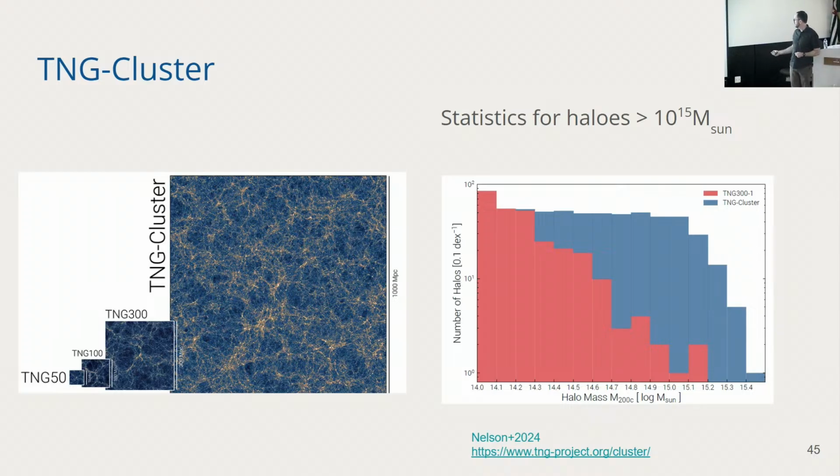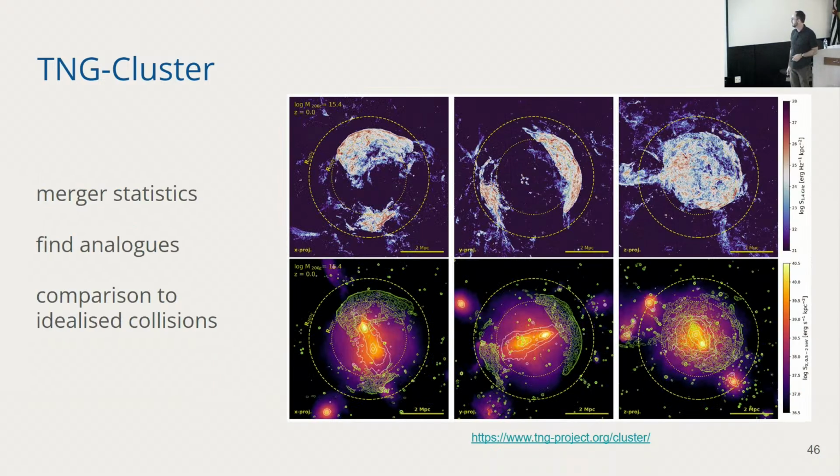Before TNG-Cluster, there simply were not enough massive clusters within such a small cosmological volume to allow for proper statistics. And now we have hundreds of clusters of 10 to the 14, 10 to the 15 solar masses. And so there's a lot to be done there. We can study the shock fronts. We can use this pool of realistic cluster mergers to search for analogs to specific observed merging clusters.